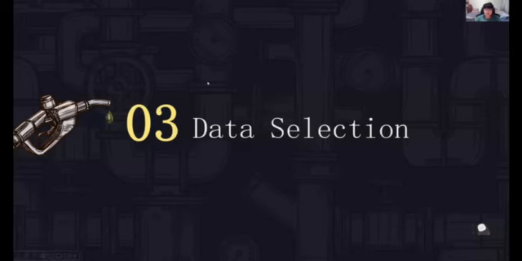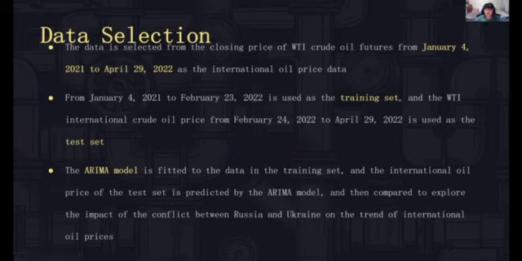Hi, my name is Li Shen. I'm going to introduce the data section and model fit. The data is selected from the closing price of WTI crude oil futures from January 4, 2021 to April 29, 2022 as the international oil price data. From January 4, 2021 to February 23, 2022 is used as the training set, and the WTI international crude oil price from February 24, 2022 to April 29, 2022 is used as the test set.